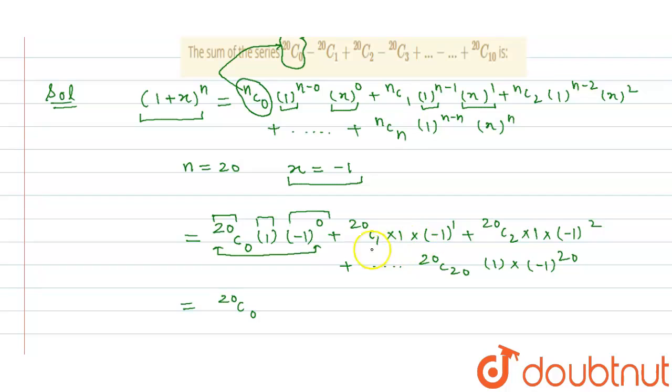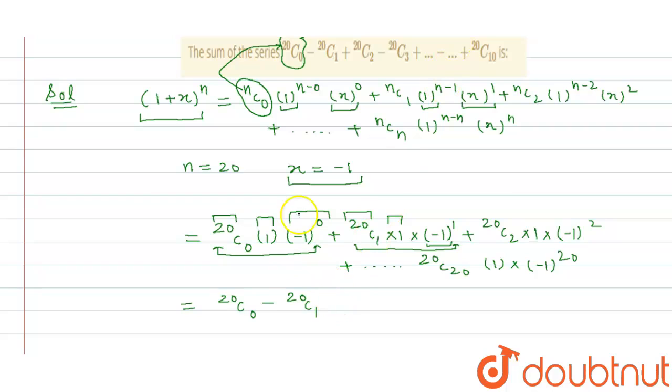Now, see the sign of this second term. Here it is minus 1 raised to the power 1. So, it will be equal to minus 1. So, I am writing here minus. The remaining two things I will write as it is, 20C1 into 1. So, it is 20C1 into 1, or I can simply write it as 20C1.